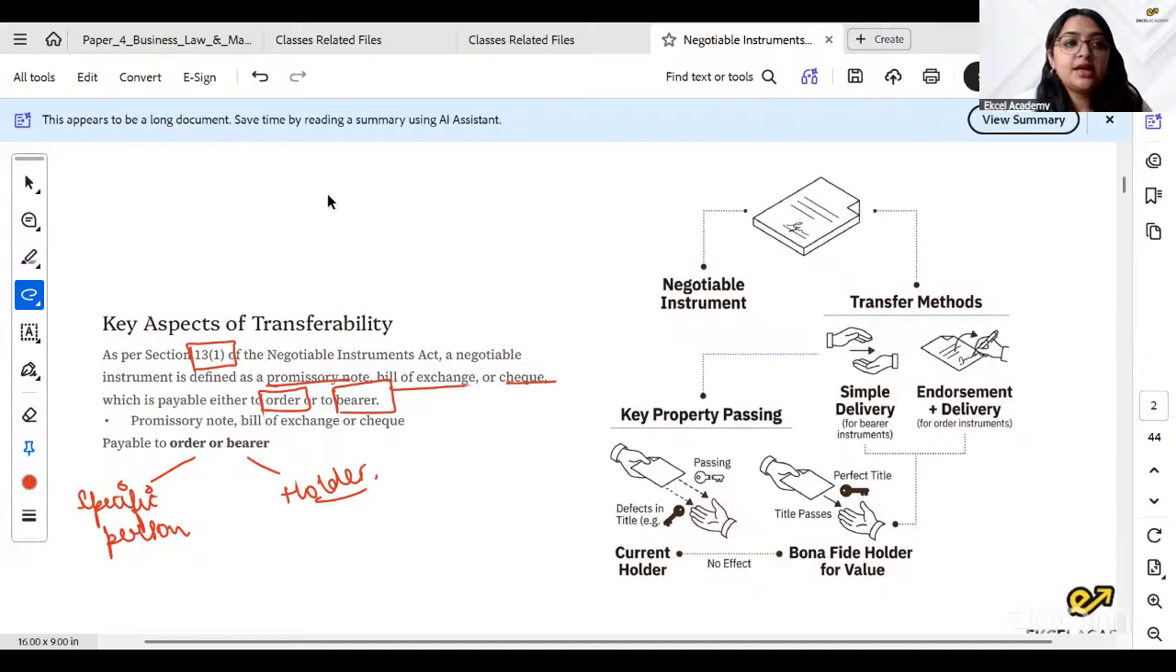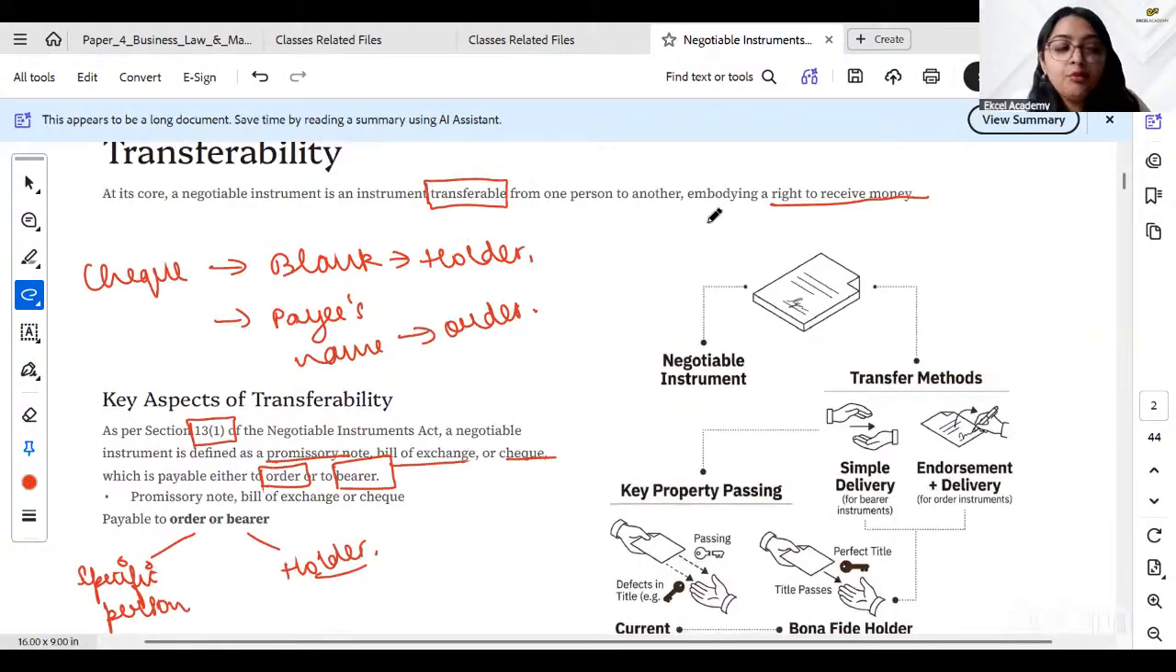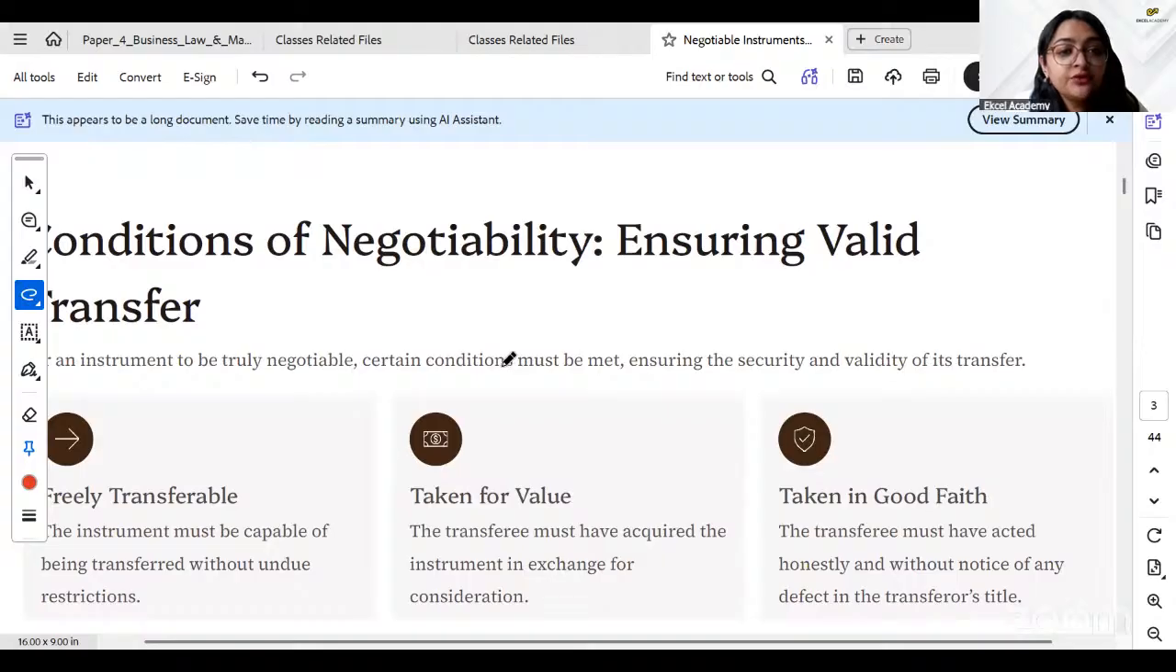Let's say, for example, you are issuing a cheque. If the cheque is blank, then the holder, anybody who holds the cheque, can go and encash the amount. But if the payee's name is mentioned, then it becomes order, that is, you pay to the order of that person. So a negotiable instrument is a transferable instrument embodying a right to receive the money. For transferability, you need to understand that it is payable either to order or to bearer.